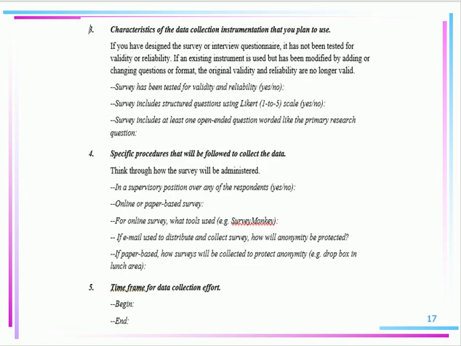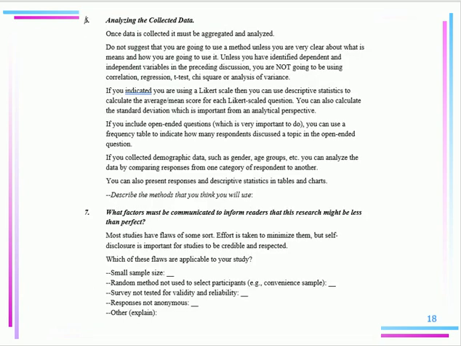Number 3, characteristics of the data collection instrument that you plan to use, such as a survey. You can see questions there about the survey, and the specific procedures that will be followed to collect the data. Think through how the survey will be administered, and I give you a whole bunch of things to discuss. Then the time frame for the data collection effort, beginning and ending. Number 6, analyzing the collected data. Once you get the data in, how are you going to analyze it? We're going to talk about that a little bit this week, but more of that next week and the week after.